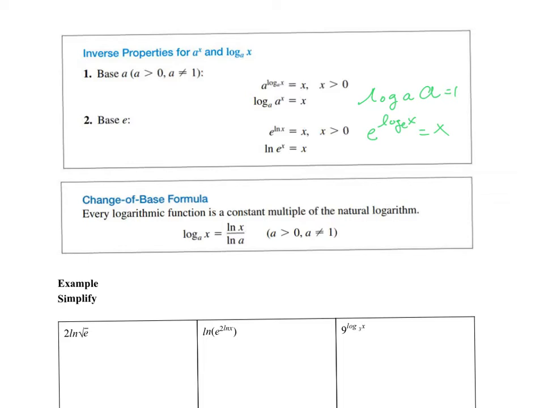They also have a change of base formula. If ever you need to change the base from log base a to a different base, you would use this formula. In this case, they're changing log base a of x to ln's. Notice you put ln of x on the top, and you put ln of a on the bottom. So I always think about it as the bigger number is over the smaller number.